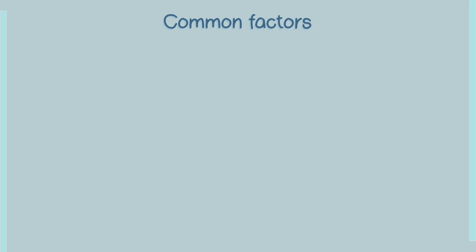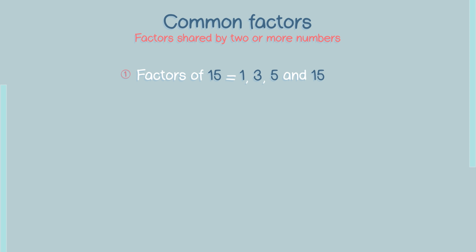If you and someone you know both share a liking for, say, a sport or a TV show or food, you have that in common. For numbers, if two numbers share the same number as a factor, then those are common factors. So here are the factors of 15, and here are the factors of 40.